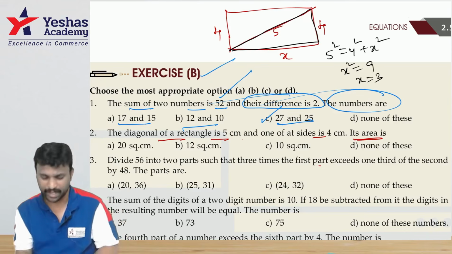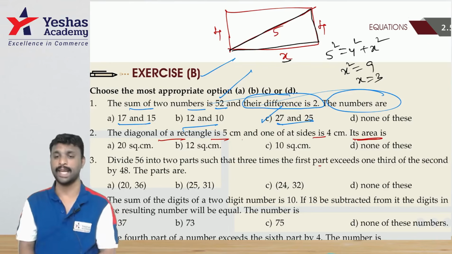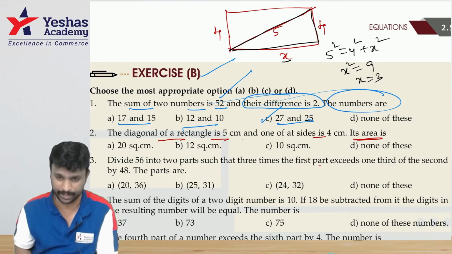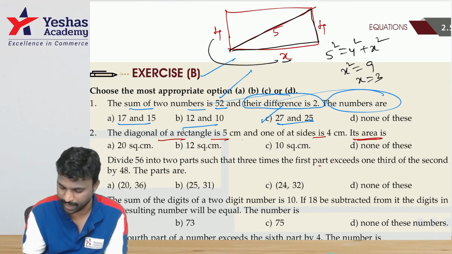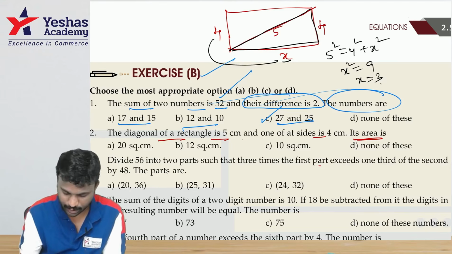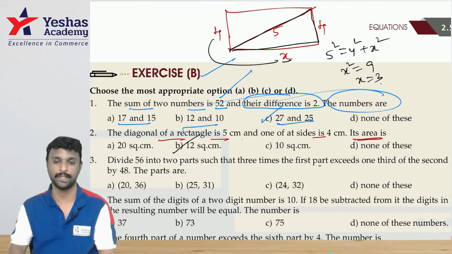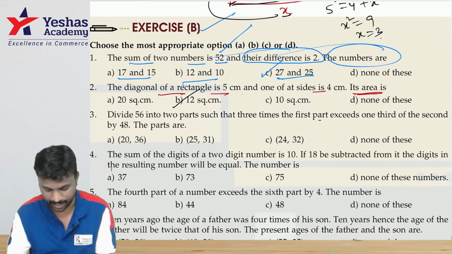So why did I find the value of x? Because the area of a rectangle is length into breadth. That means 4 into x. That is 4 into 3, 12 square centimeters. So option B is the right answer.